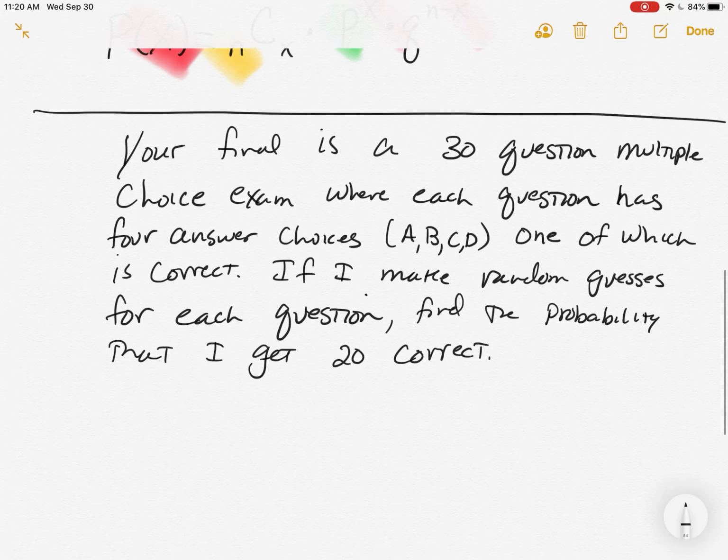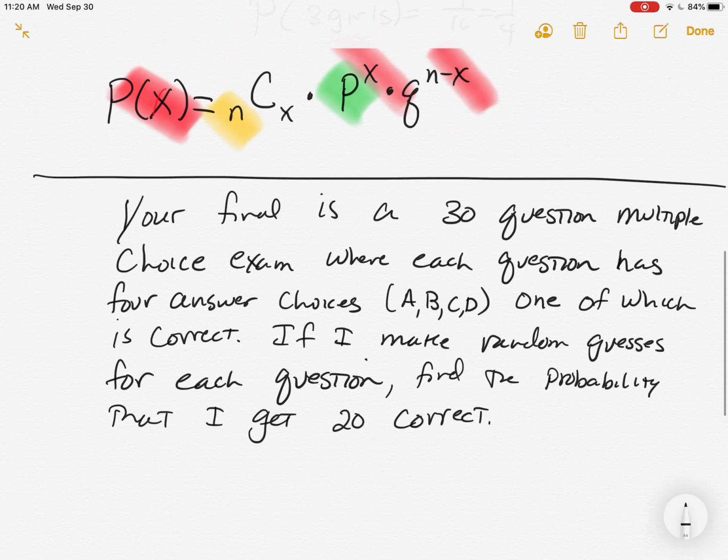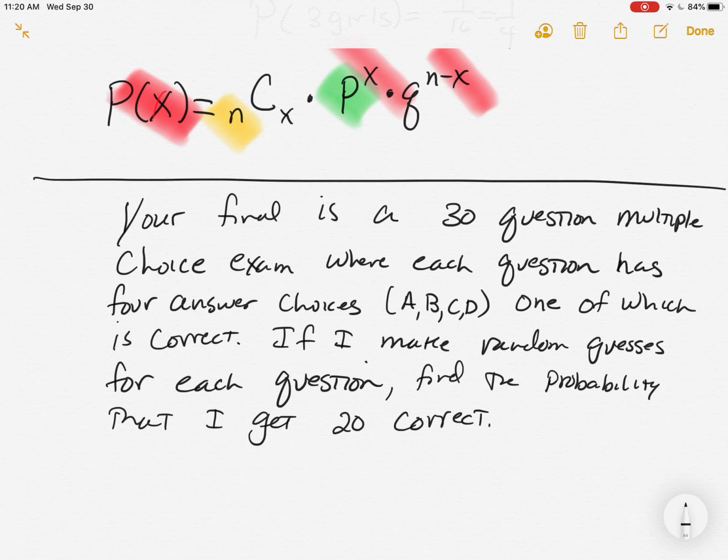So, this question's right here. I'll leave that formula up here, but let me ask you some questions. Is this a binomial situation? Yes, we have 30 questions that are being asked. Each question can either be correct or not correct, so there's two outcomes. And then the probability of success each time is the same. I got a 1 out of 4 chance of guessing them correctly.